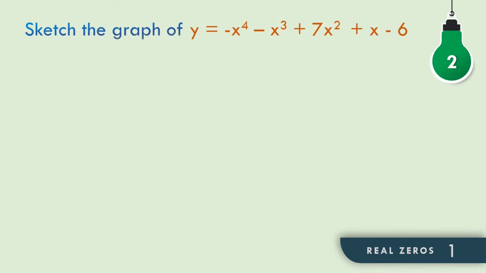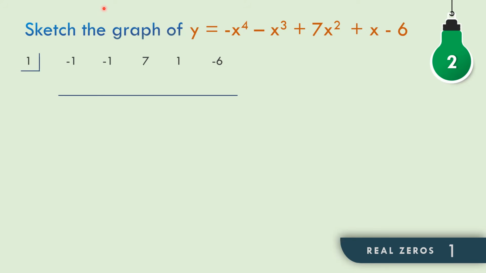How about number 2? In the given, y is equal to negative x to the fourth minus x cubed plus 7x squared plus x minus 6. So let us try to solve the zeros using synthetic division. So the numerical coefficients are negative 1, negative 1, positive 7, positive 1, and negative 6. Let us think of a factor such that the remainder must be equal to 0.